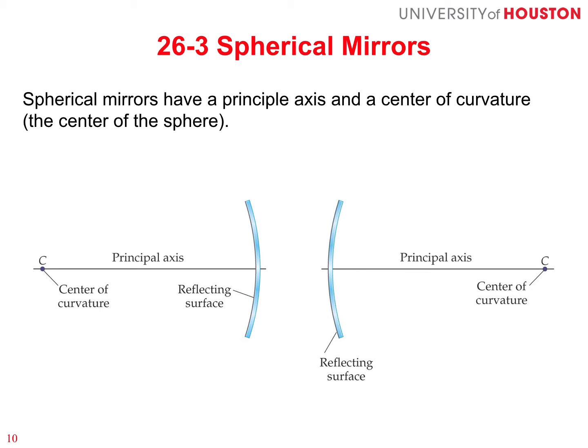Spherical mirrors will have a principal axis and a center of curvature, which is essentially the center of the sphere. We can see two instances here where we have a concave mirror on the left, as the reflecting surface is inward, and a convex mirror on the right, as the reflecting surface is outward.